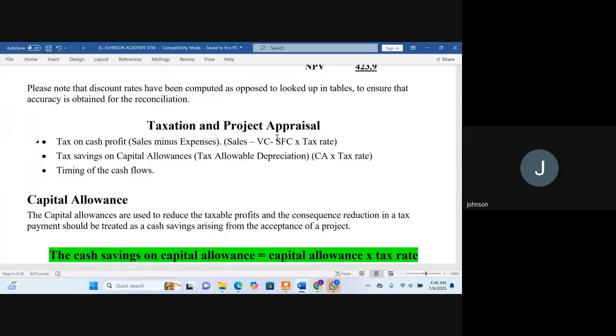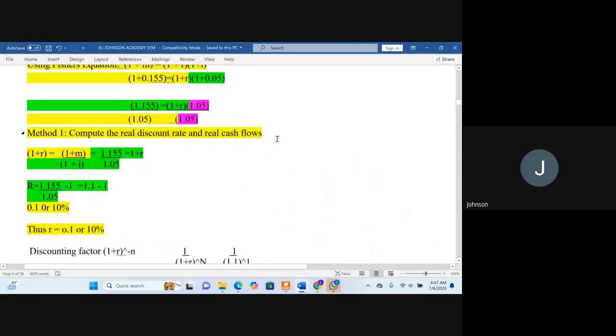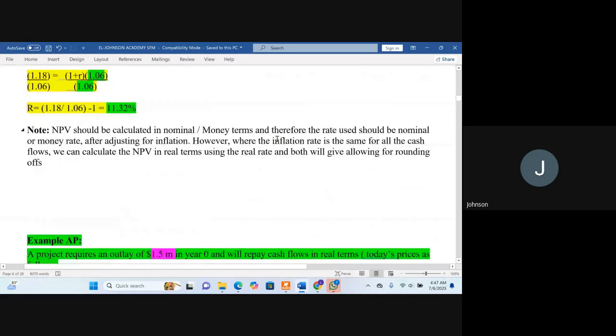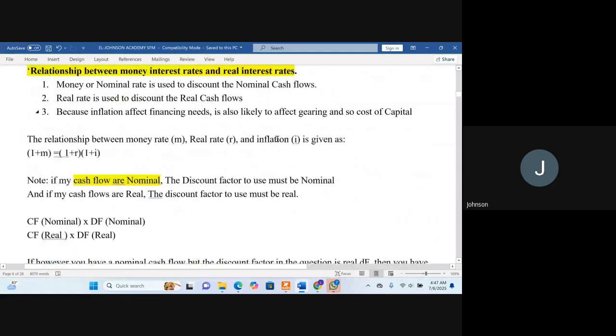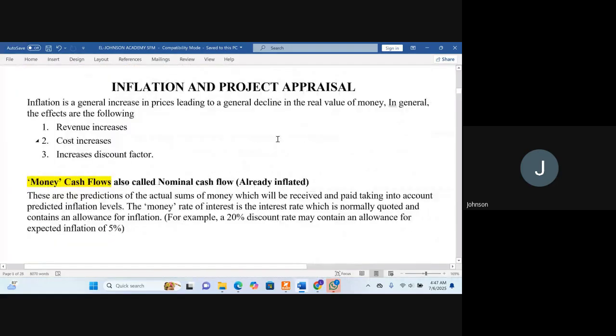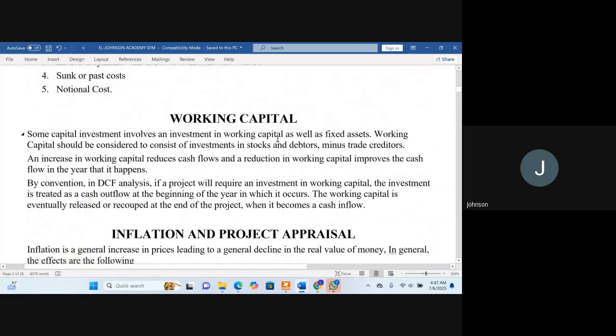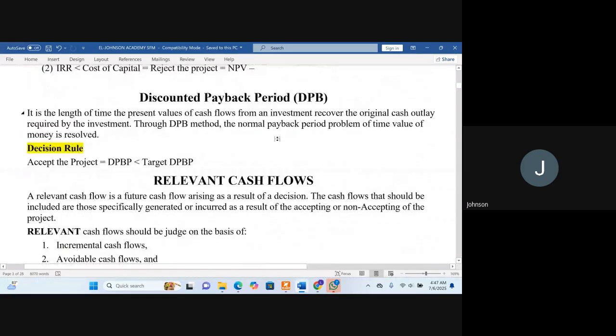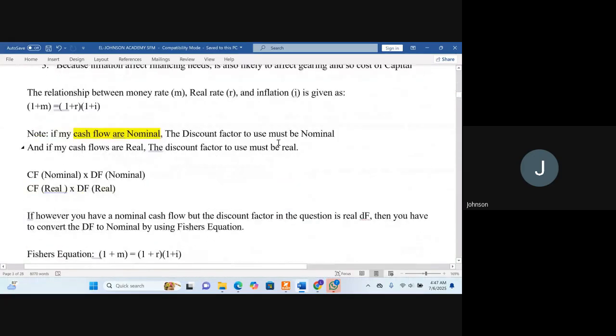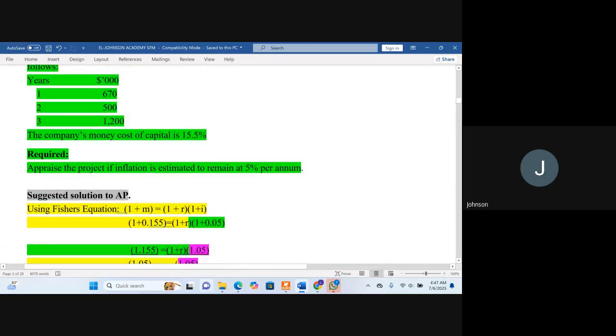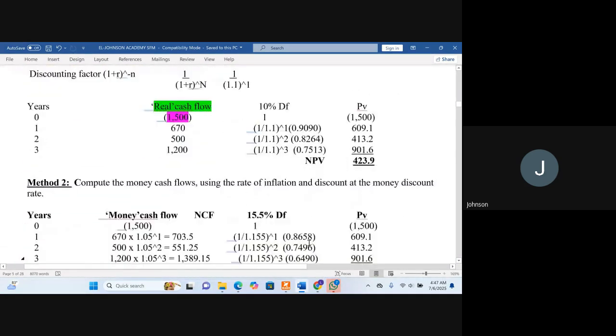So the things that are important: we've looked at how to get our relevant cash flows. We've also looked at how to treat inflation. We've looked at working capital. We've looked at relevant cash flow. The next thing we are going to is taxation. All these things are different components that affect our NPV.